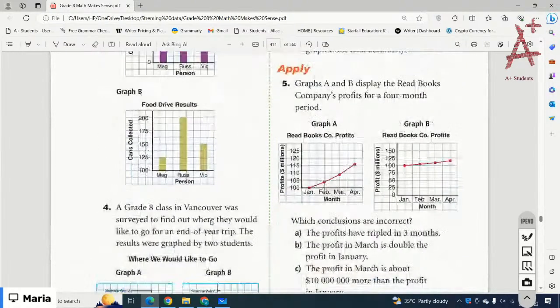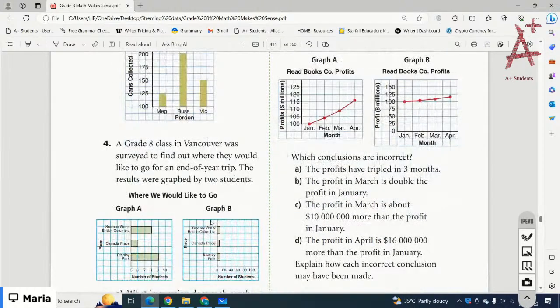The next one is: graph A and graph B display the Read Books company's profit for a 4-month period. Which conclusions are incorrect? The profit has tripled in 3 months. Okay, you are given the conclusions, right? You have to see which conclusions are incorrect. The profit in March is double the profit in January. The profit in March is about more than the profit in January. The profit in April.